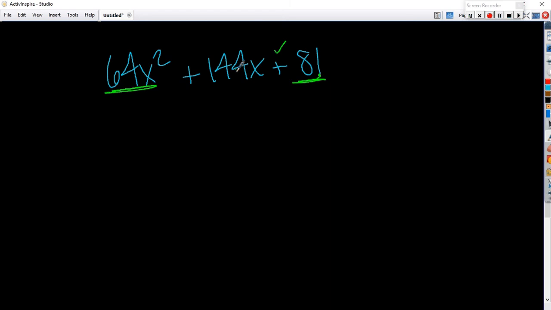So does it square dance? Does it meet that middle criteria? Yes, because what's the square root of 64x squared? 8x. What's the square root of 81? 9. Okay. If you multiply those together, you get 72, and 72 doubled is 144. So that also checks. So it's (8x + 9) squared.